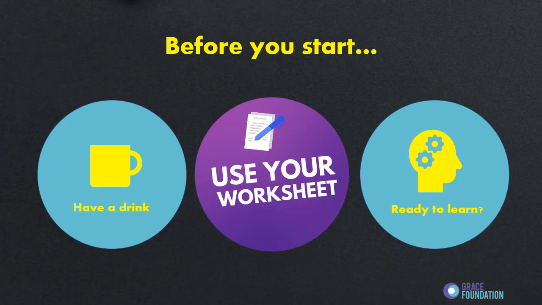So for this session, there's a couple of things you need to do before we start. First of all, get yourself a drink, either a cup of tea or a nice glass of water just to get your brain flowing. And you're going to need your worksheet. So have a printed copy of the worksheet out next to you with a pen so you can fill it in as we go. But most importantly, are you ready to learn? So have you switched off your email, got your social media turned off, and put yourself in a position where you're actually ready to learn and good to go?